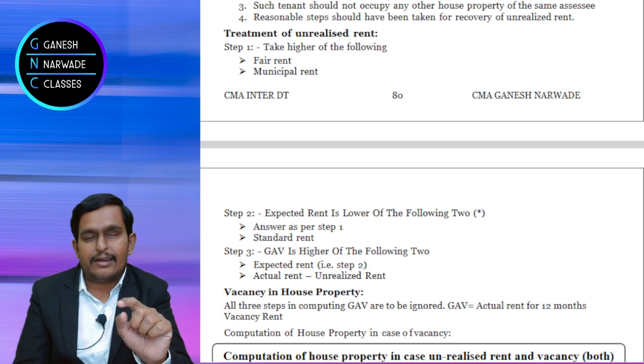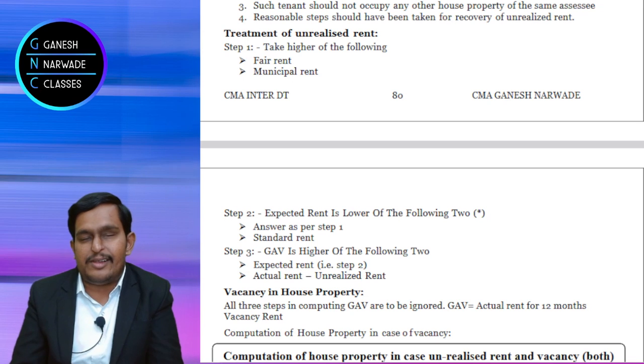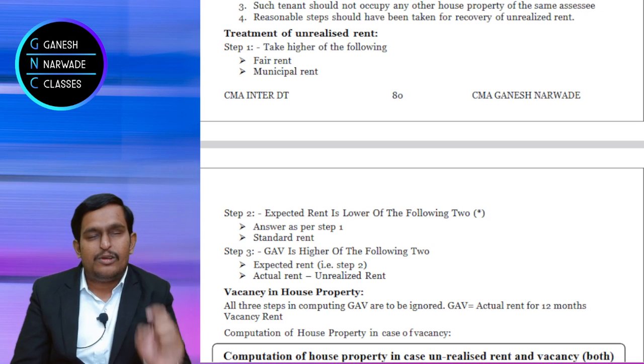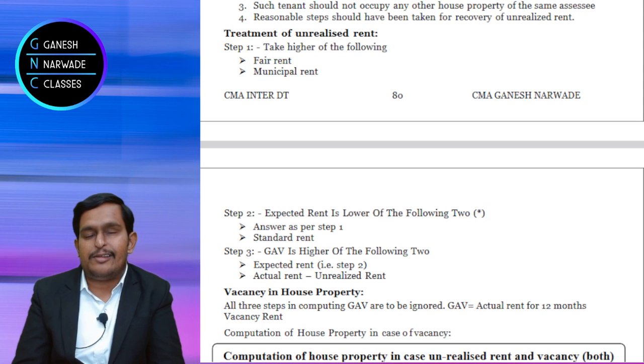You get expected rent, but then you have to compare the expected rent with annual rent for 12 months minus unrealized rent minus vacancy rent. This is actual rent as per me. Every book has some small deviations in words, so that's why I took AR. Now if AR is more than expected rent, then simply GAV is equal to AR.